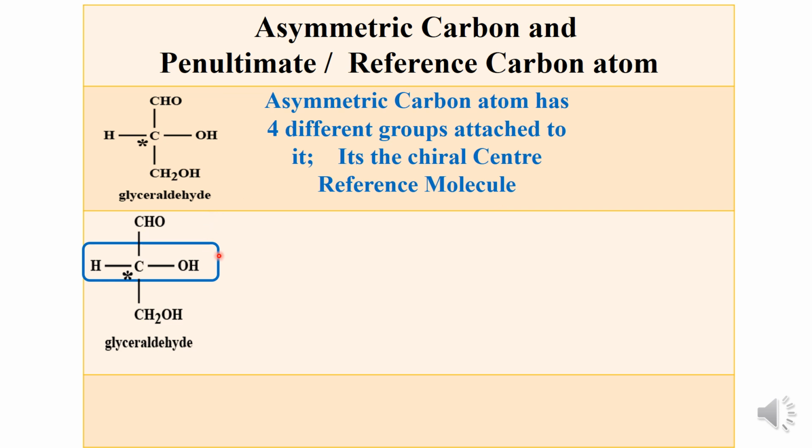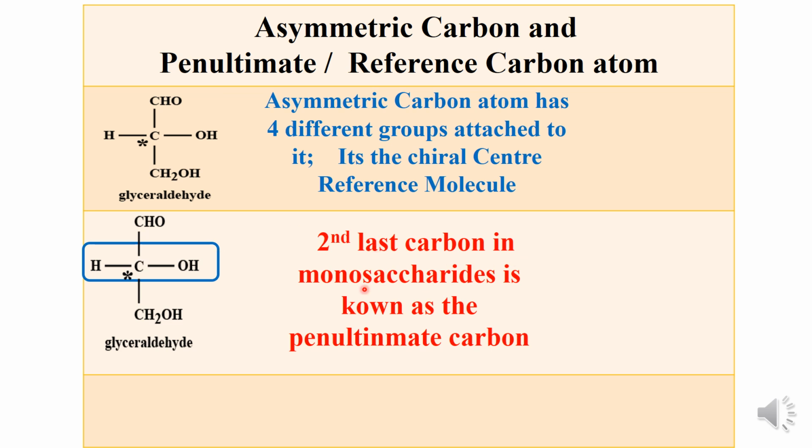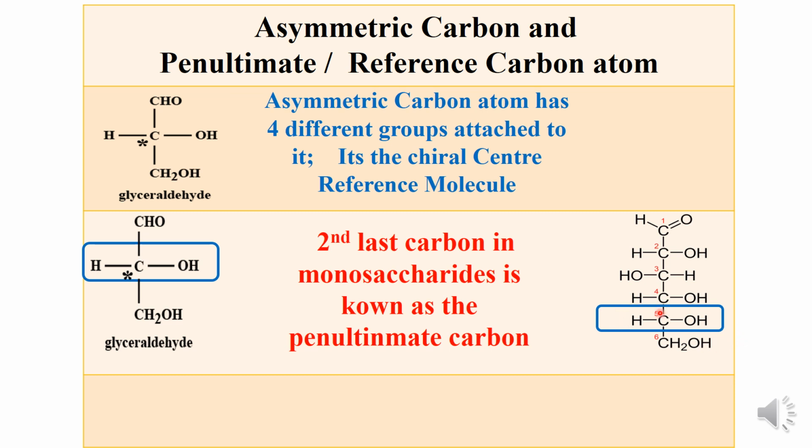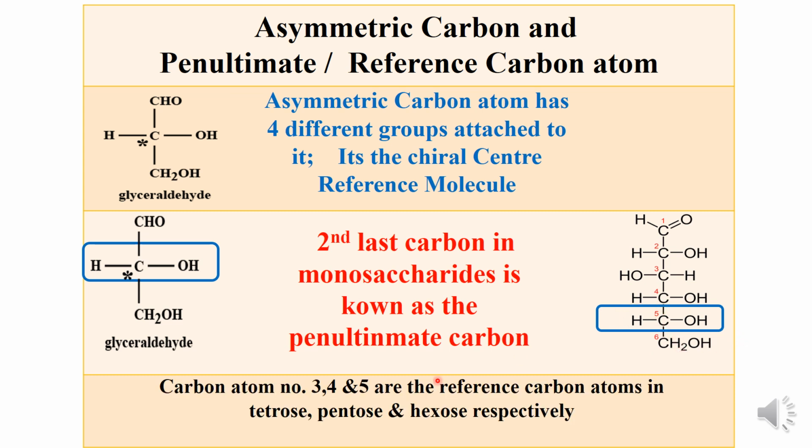Glyceraldehyde also explains to us what the penultimate carbon is. The second last carbon in monosaccharides is known as the penultimate carbon. In glyceraldehyde, this is carbon number 2. In glucose, the penultimate carbon is carbon number 5, and therefore carbon atoms number 3, 4 and 5 are the reference carbon atoms in tetrose, pentose and hexoses respectively. Glyceraldehyde is the reference molecule for all monosaccharides, as all higher monosaccharides are formed from glyceraldehyde.